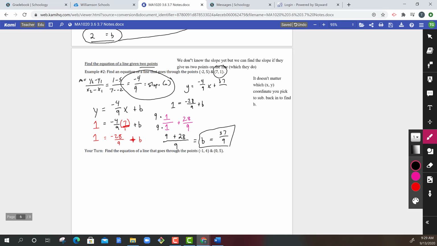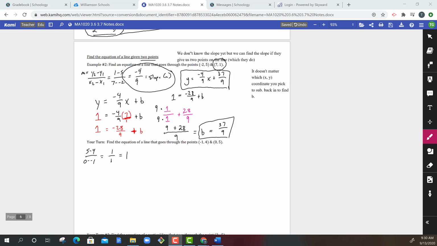The arithmetic is a little trickier there, but overall the algebra is no different. Try the last one on your own. I'll show the answer in just a couple of seconds. So I got just 1 for the slope.